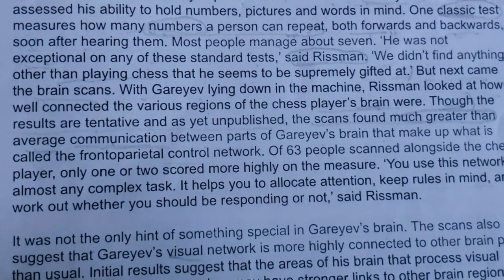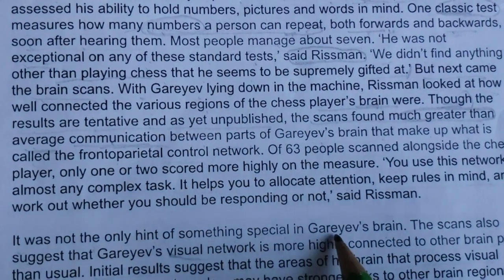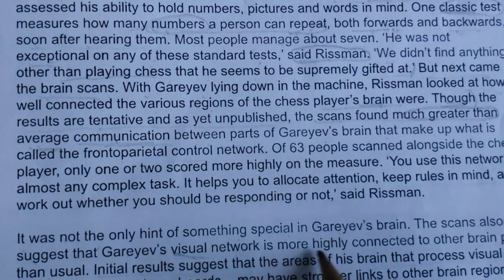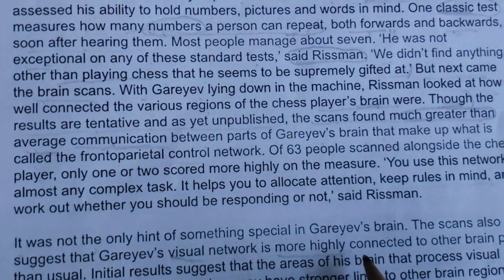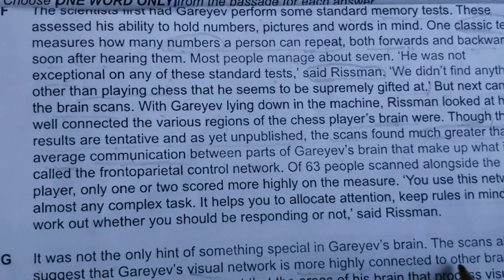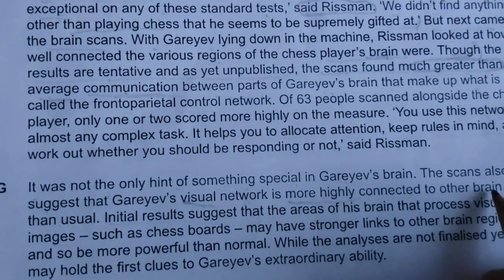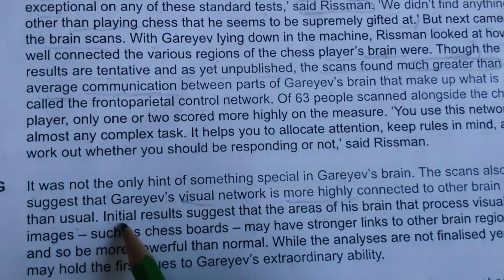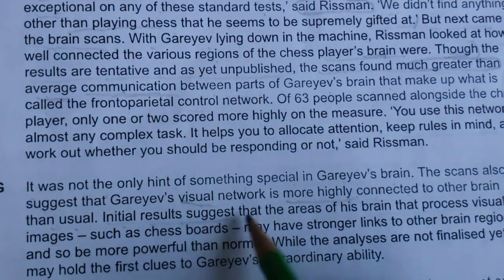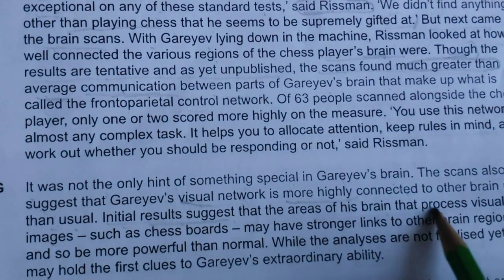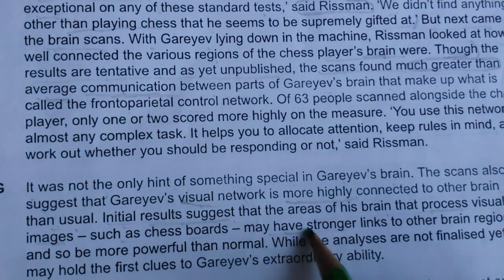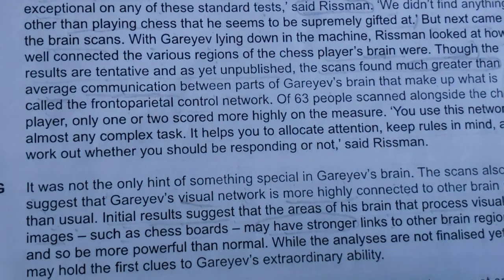It was not only a hint of something special. The scans also suggest the visual network is more highly connected to other brain parts than usual. Initial results suggest that areas of his brain that process visual images such as a chessboard may have stronger links to other brain regions.